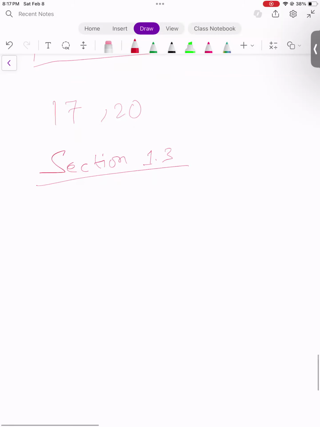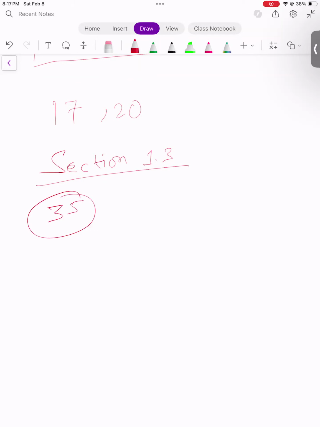So 33 and 35. Out of 33 and 35, let me pick one. Which one do you want me to do? It's very similar. Do you want me to do number 33 or 35? 35. Okay, let's do 35.